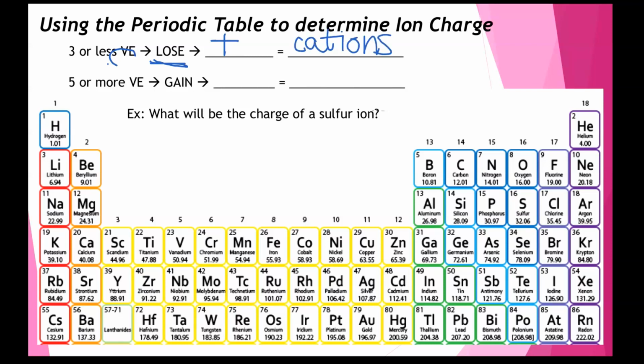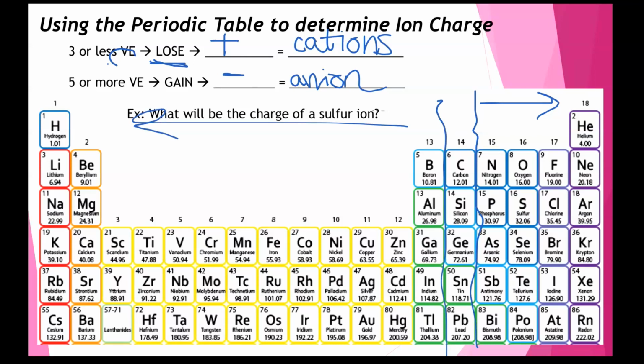Then, if you have an element that has 5 or more valence electrons, so group 15 all the way over to the right, they're going to tend to gain electrons to get to a full outer shell of 8, because it's easier to gain 3 than it is to lose 5 electrons. And when they gain electrons, they're going to have a negative charge, and we call a negatively charged ion an anion. So 3 or less, we're going to lose electrons, become a positive ion. 5 or more, we're going to gain electrons, become a negative ion.